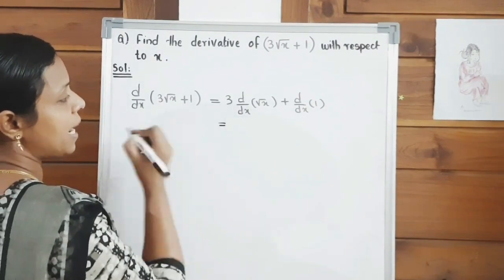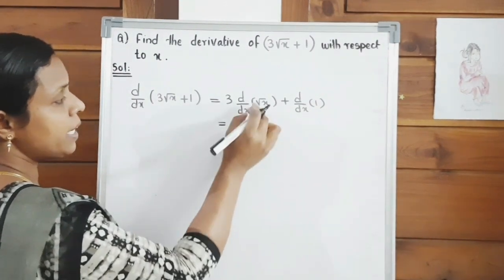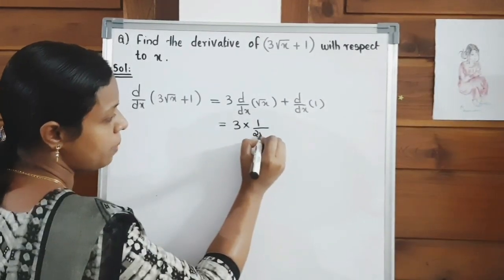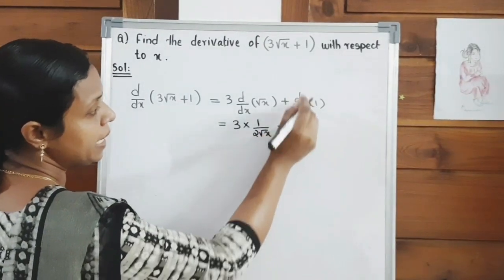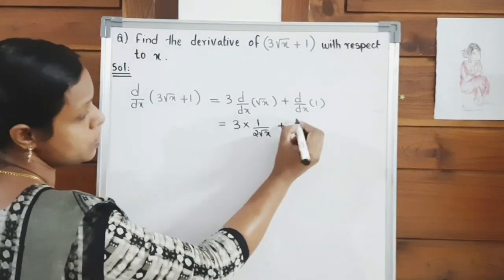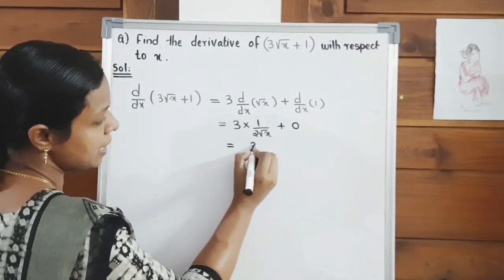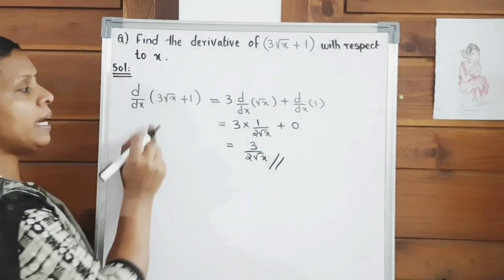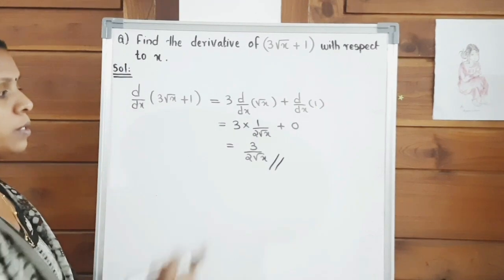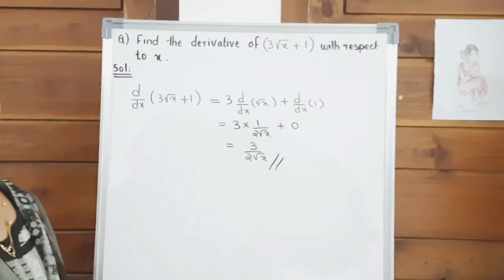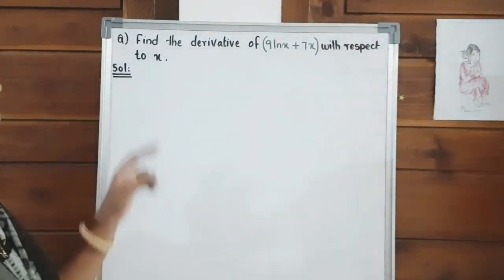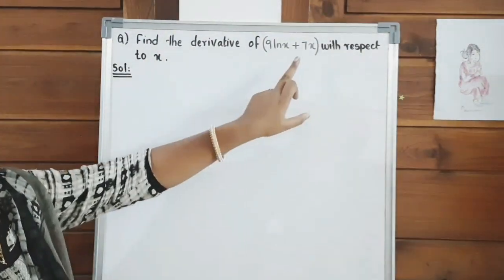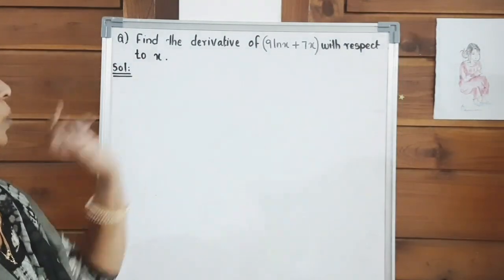That is equal to 3 into, we know that d by dx of root x is equal to 1 by 2 root x, plus d by dx of constant 1 is 0. So we write it as 3 divided by 2 root x. Now we get d by dx of 3 root x plus 1 is equal to 3 by 2 root x.